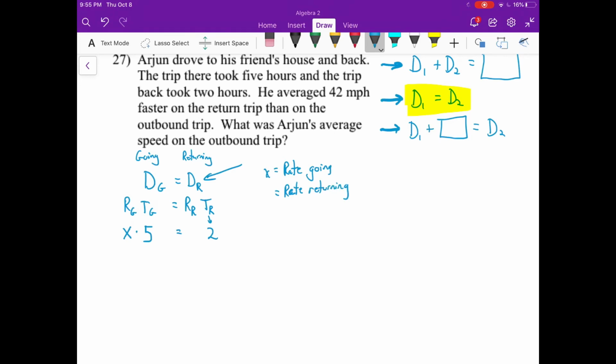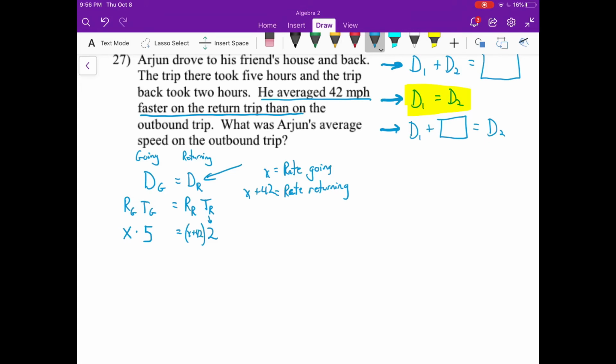And don't just say Y. We want to look at it here. He averaged 42 miles per hour faster on the return trip. So he was driving faster on the return trip. So what we do is take our rate going and we add 42 to it. And so his rate returning was X plus 42.